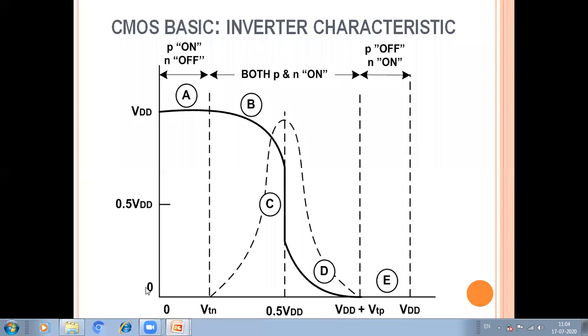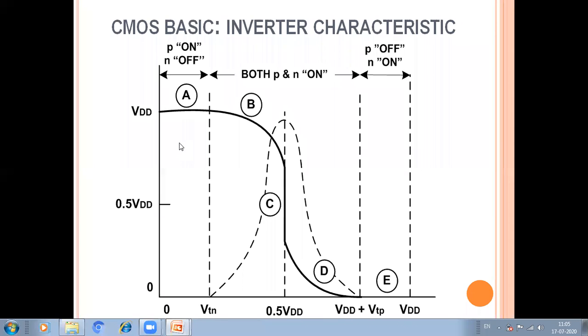So when we are applying a 0 to the CMOS inverter, the PMOS goes into the on condition and the NMOS goes into the off condition, right? So here we'll understand the first region, that is region A. Region A is characterized by VIN, the input signal, being greater than 0 but less than VTN.